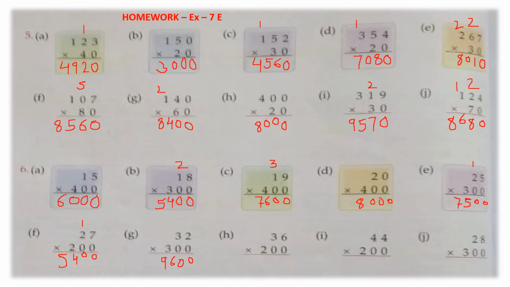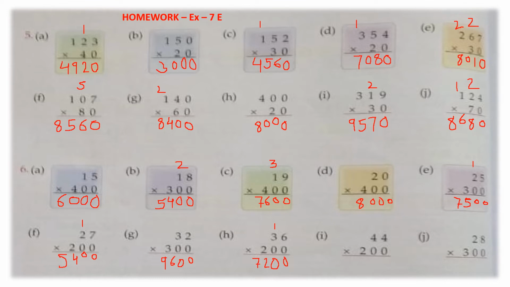Then 36 multiplied by 200. Children, put 2 zeros. Now 36 multiplied by 2 will give you, see here, 2 6s are 12, 1 carry, 2 3s are 6 plus 1 carry is 7. So 7200.